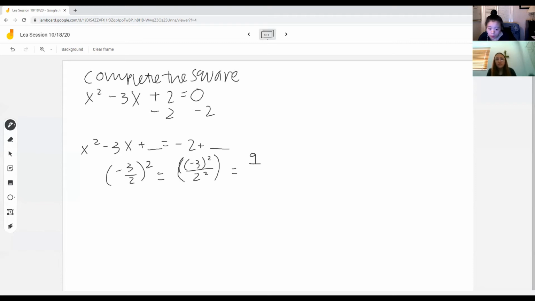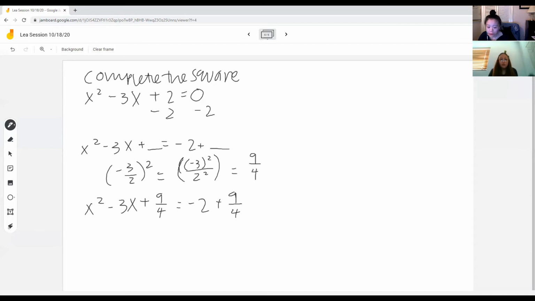Yep, 9 over 4. I remember when we do b over 2 squared, you'll always get a positive number because everything squared is positive, right? So you'll never get a negative number for the b over 2 squared. So we get 9 over 4. So add that to both sides. x squared minus 3x plus 9 over 4. Hopefully your teacher won't give you any fraction completing the square. If she does, that would be really mean. But we're learning to do it now.